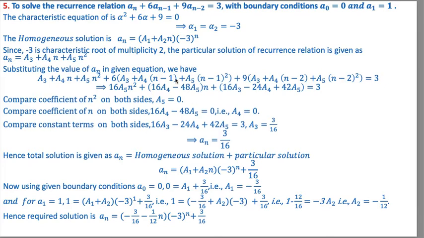Now we will solve the recurrence relation an plus 6an minus 1 plus 9an minus 2 equal to 3 with the boundary conditions a0 equal to 0 and a1 equal to 1. Here the characteristic equation will be alpha square plus 6 alpha plus 9 equal to 0. So this is alpha plus 3 whole square. Alpha is equal to minus 3 and minus 3. Minus 3 is a root of this equation which is repeating twice, means alpha 1 is minus 3, alpha 2 is minus 3. So the homogeneous solution is an equal to a1 plus a2n times minus 3 raised to power n, because minus 3 is repeating twice.